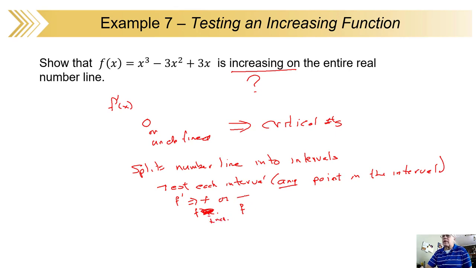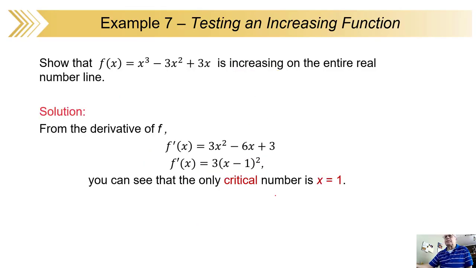If your derivative is negative, then the function itself is decreasing. If you only have one critical number, that means your number line is only split into two parts. So this critical number right here is going to split up your number line. Say this 0. There's your critical number. You've got two sections.